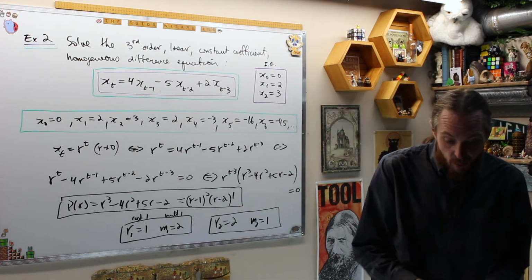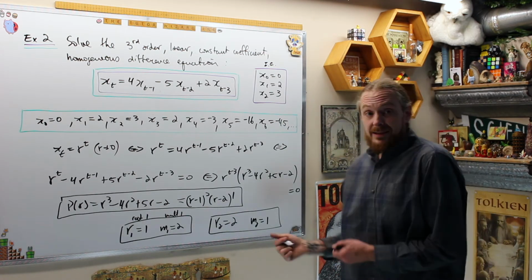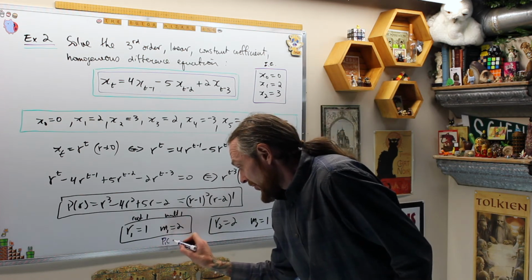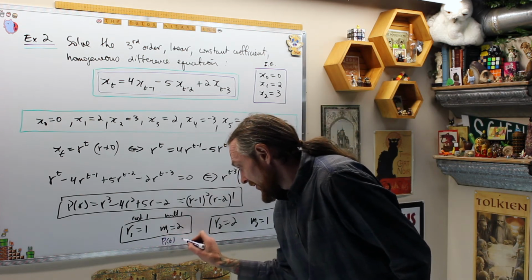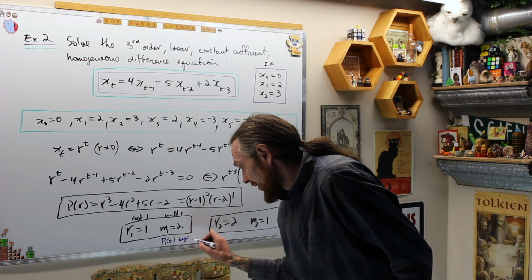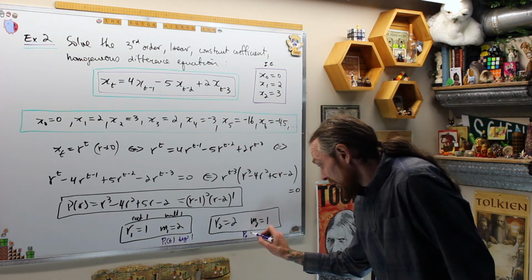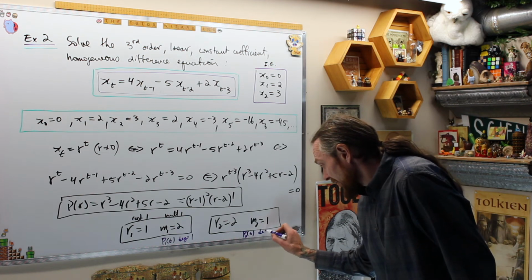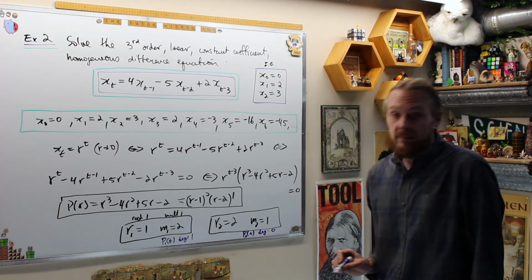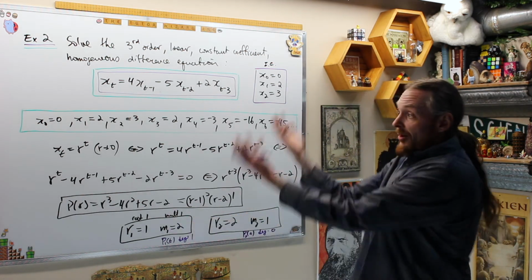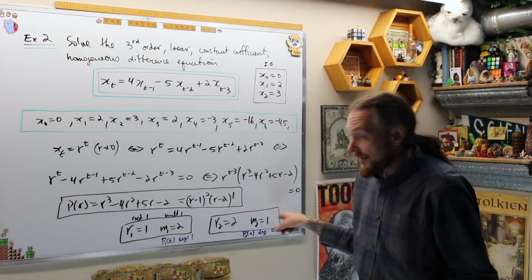That tells us right away that in the general solution, this P1 polynomial is going to be degree 1, because it'll be 2 minus 1. And this P2 polynomial that I'm going to get is going to be degree 0, or a constant. Once I know that, let's now build this general solution from this information.